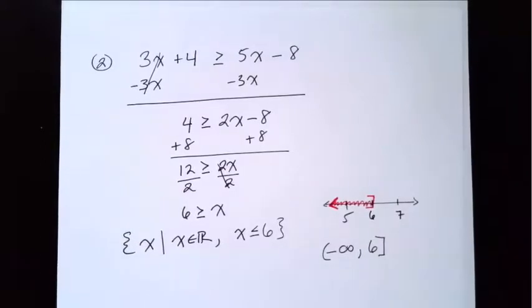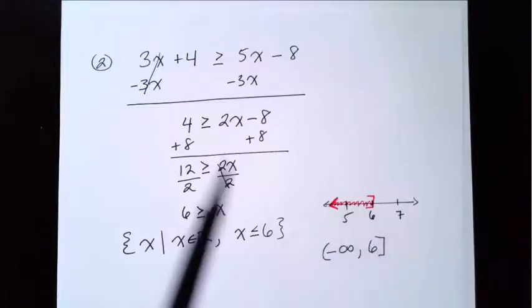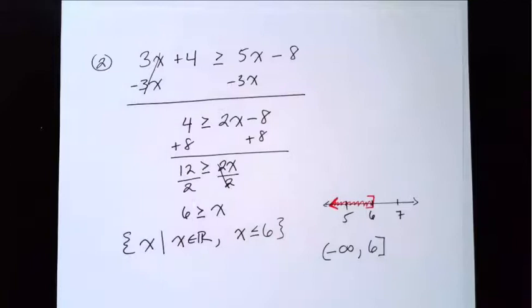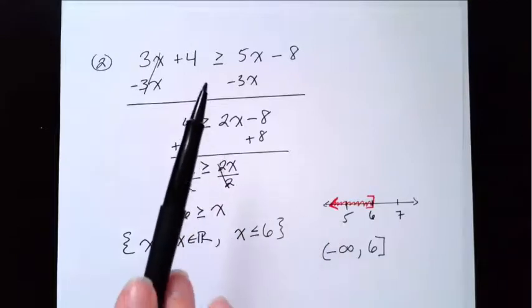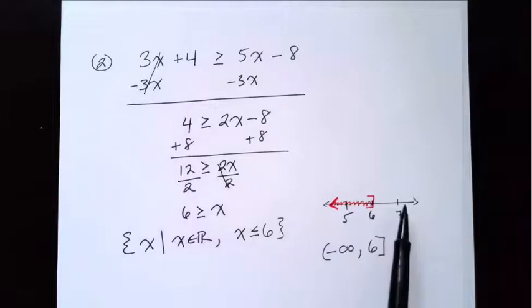Again, you can check that your graph is correct, or you can check that you've solved correctly. Any value that you pick in this shaded region should work for the statement that you have. So we could pick 5, or we can pick 4, we could pick 0, or we could pick negative 10 if we want. All of those values should work in this statement, and any of the values that are not in the shaded region should not work for that statement.